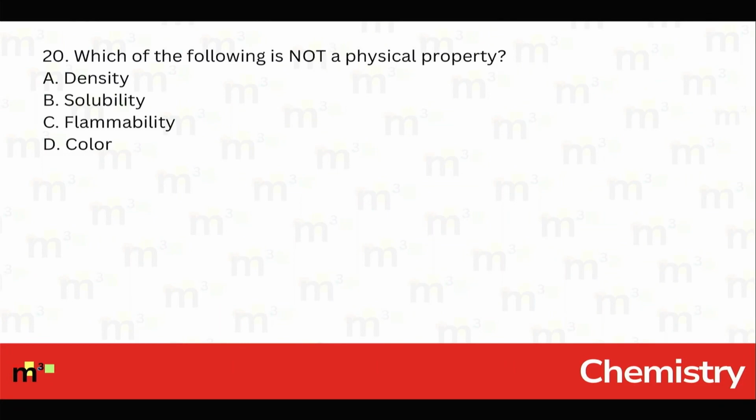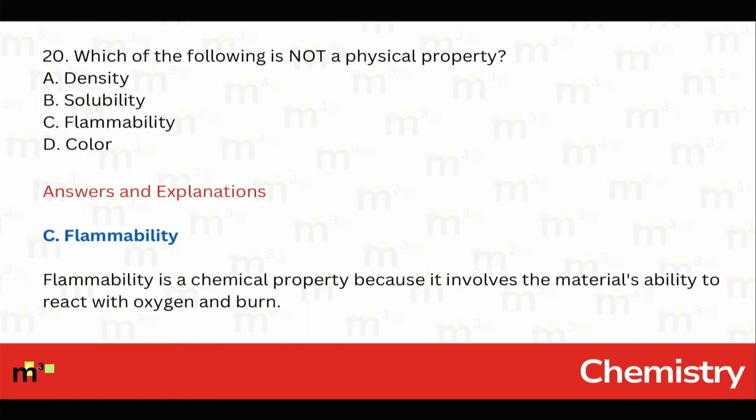Next, number 20. Which of the following is not a physical property? A. Density. B. Solubility. C. Flammability. Or D. Color. The answer here is C. Flammability.